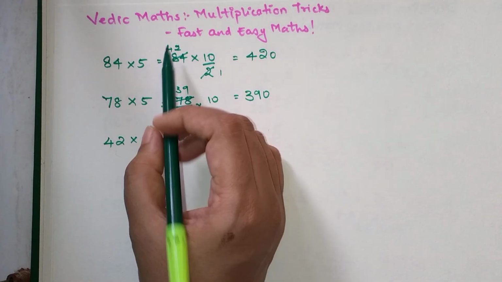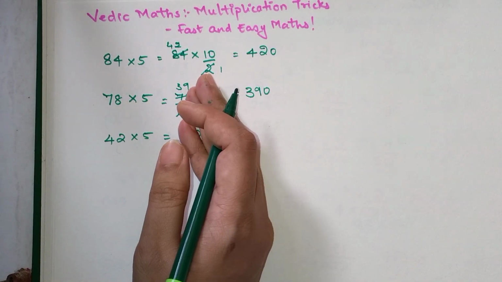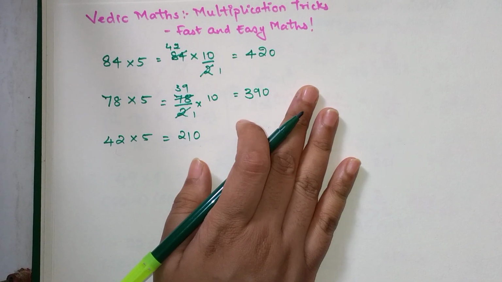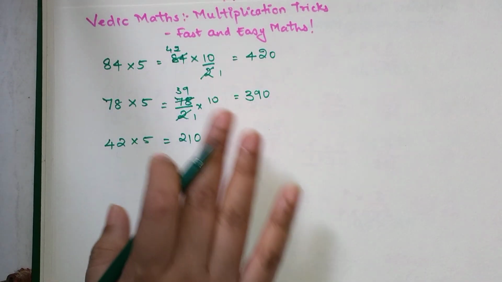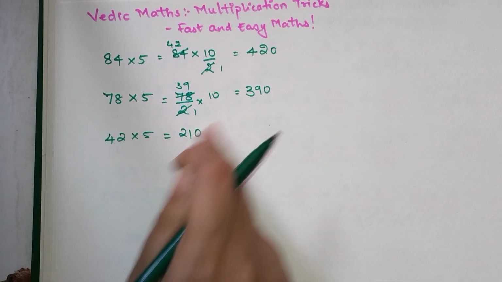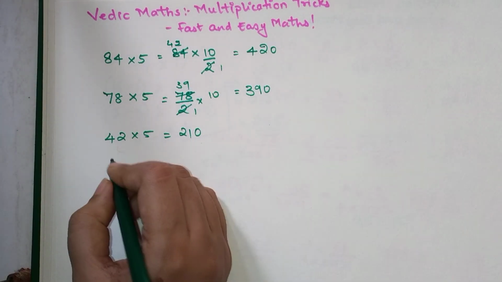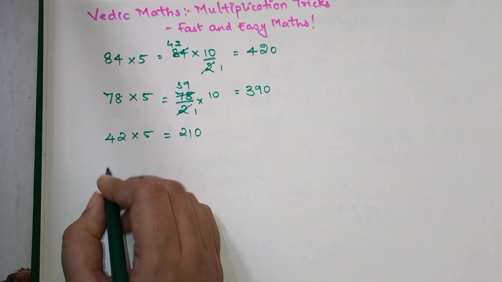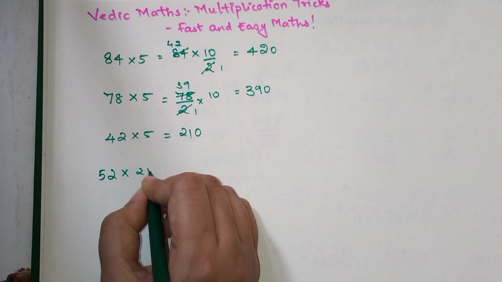Now you might be thinking that anything multiplied by 5 is so easy, why would I even want this kind of a trick? You're right, but sometimes when you come across a big number, it is much easier to use this trick as well. I'm going to show you how this trick works for some other numbers as well. So let's see how you are going to multiply 52 into 25.